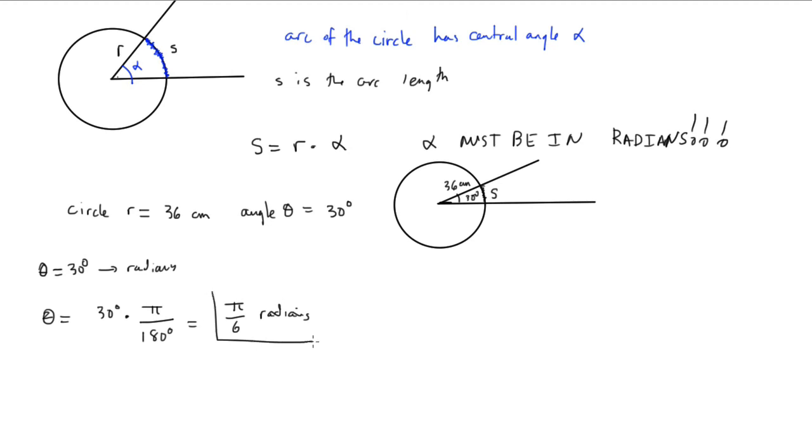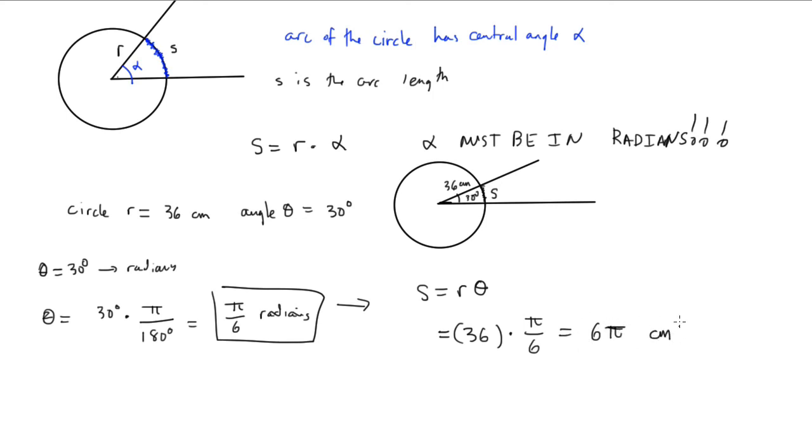Okay, so now that we've got the angle in radians, we can use our formula that the arc is equal to the radius times whatever the central angle is. In this case, we'll call it theta. And we know the radius, it's 36 centimeters, and we know the angle, it's pi sixth radians, not the 30 degrees, even though those are the same angle. So our arc here is 36 times pi over 6. Of course, you can cancel 36 over 6 is 6, and so we get 6 pi centimeters.